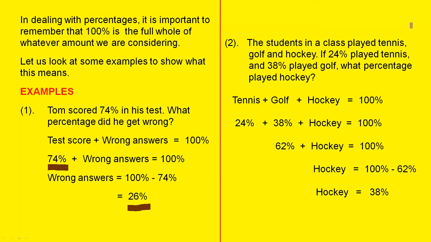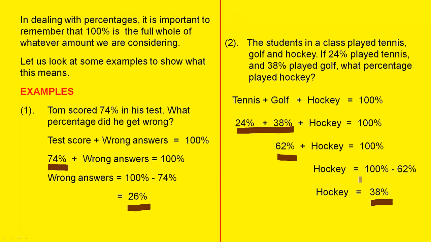The students in a class played tennis, golf and hockey. If 24% played tennis and 38% played golf, what percentage played hockey? So the number who played tennis plus the number who played golf plus the number who played hockey is 100%. So 24% for tennis, 38% for golf, hockey we don't know, they have to equal 100%. So you add those two up, that gives you 62%, plus the percentage for hockey gives you 100%. So hockey must be 100% minus 62%, which is 38%.